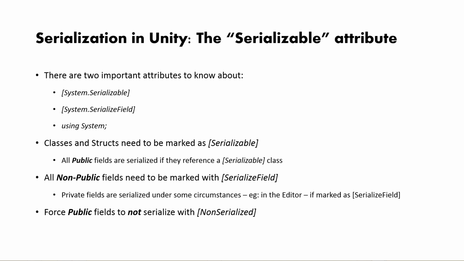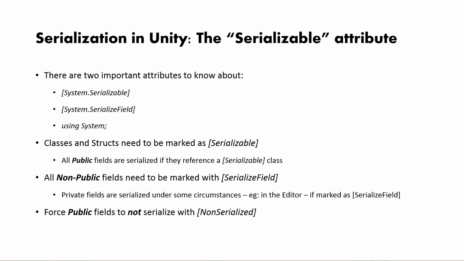There are two important attributes to know about, and they are System.Serializable and System.SerializeField. And if you're using System, you can just cut that down to Serializable and SerializeField. Now, classes and structs need to be marked as serializable if you want them to be serialized. So any of the classes that come with Unity and MonoBehaviour are going to be serialized already. But if you create your own class or your own struct, they won't be serializable. One of the side effects is that you cannot see them in your inspector while you're in edit time.